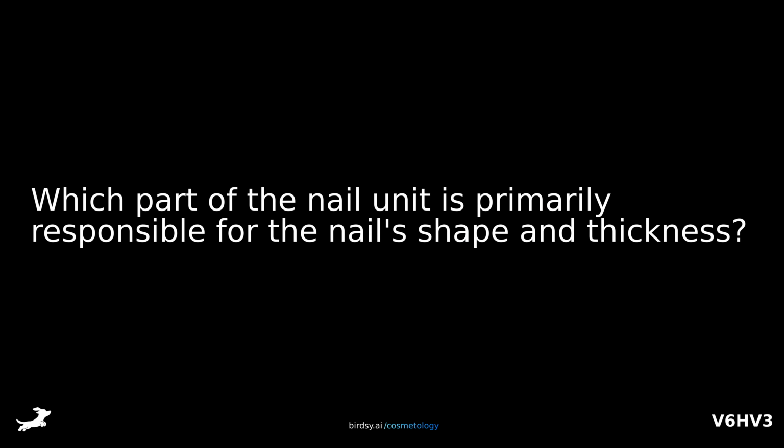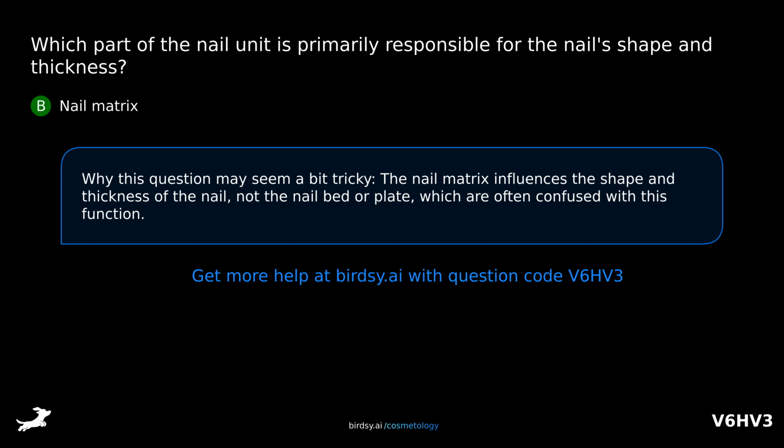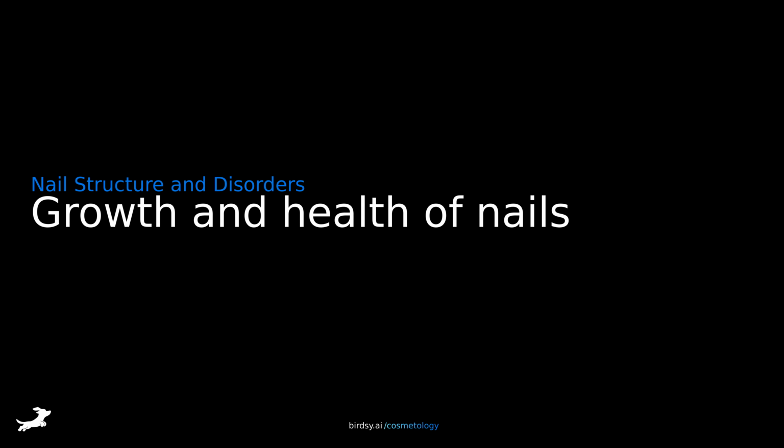Which part of the nail unit is primarily responsible for the nail's shape and thickness? Is it A, nail plate, B, nail matrix, C, nail bed, or D, cuticle? The answer is B, nail matrix. Why this question may seem a bit tricky. The nail matrix influences the shape and thickness of the nail, not the nail bed or plate, which are often confused with this function. Growth and health of nails.